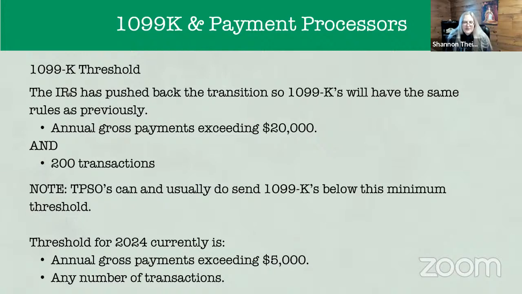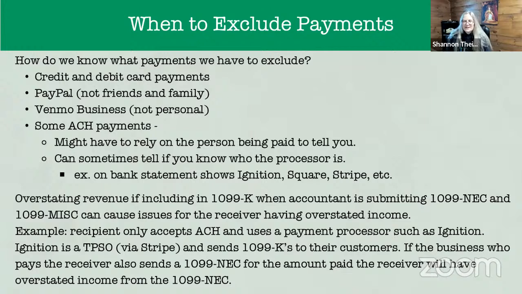The thresholds for 2024 currently are annual gross payments exceeding $5,000 and no minimum transaction threshold. So theoretically, any payment in excess of $5,000 is going to get a 1099K. So when we're creating our 1099 miscellaneous or our 1099 NEC, how do we know what payments we have to exclude?